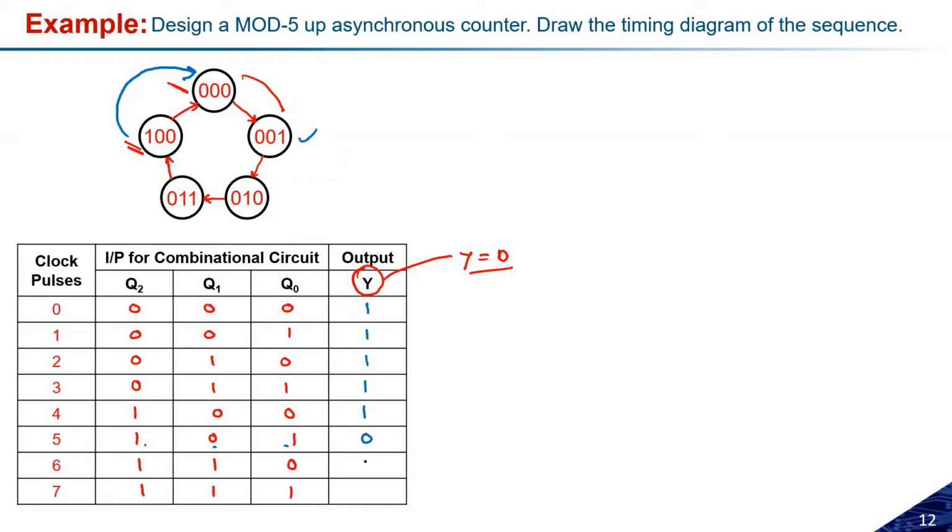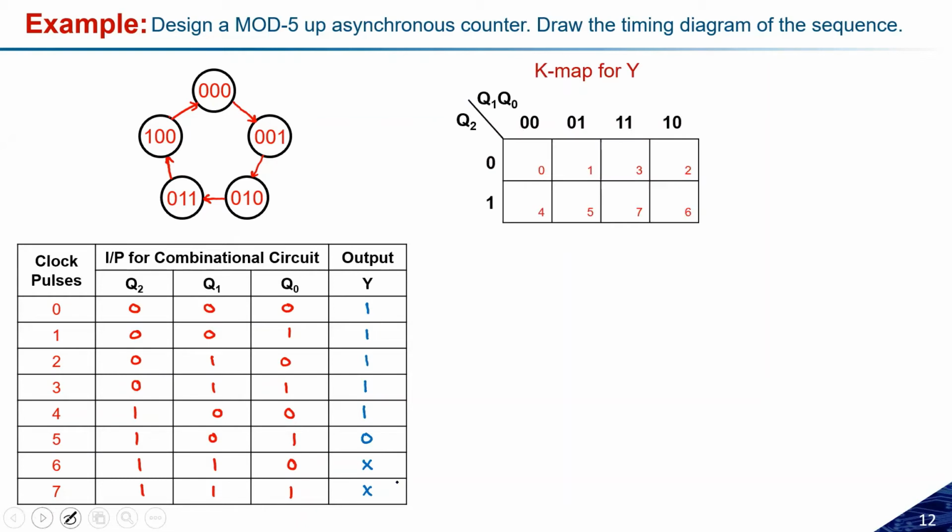After that, these are the don't care states, because these two states will not come, so it does not matter what the status of y is. So this is the truth table that we got. Once we are ready with this truth table, I have to simplify the K-map for y. The K-map for y will look like this.